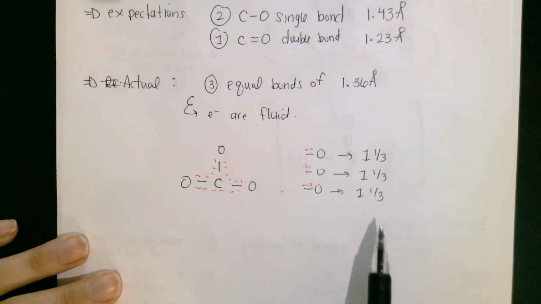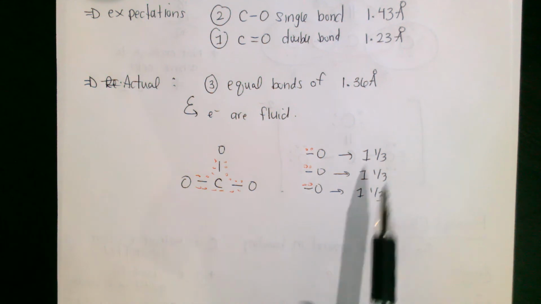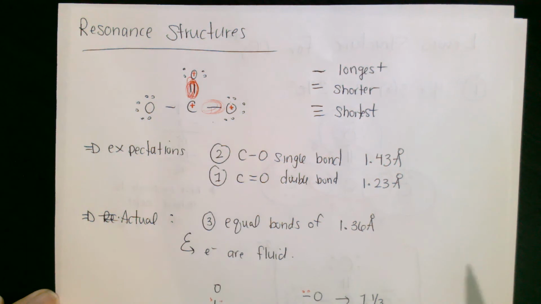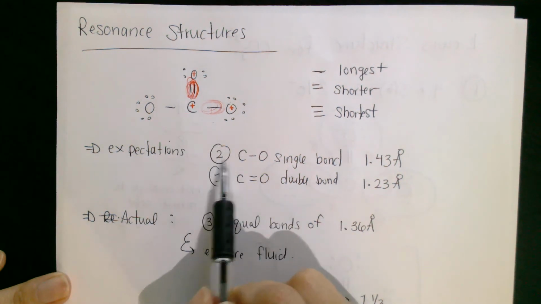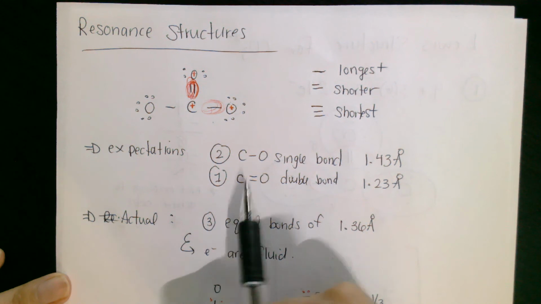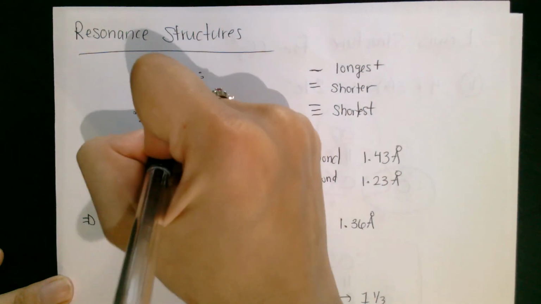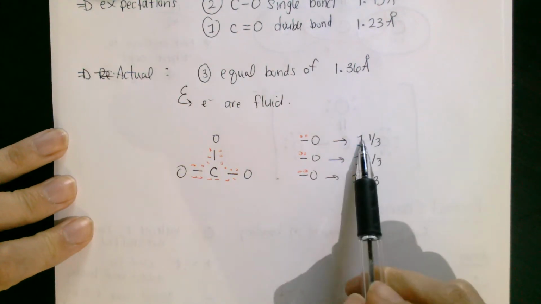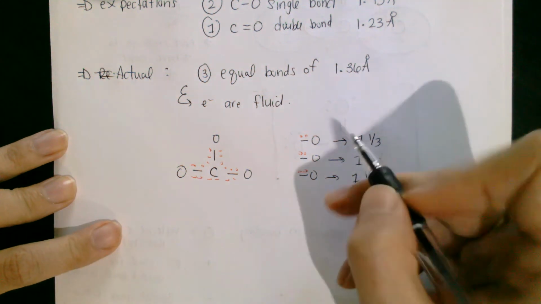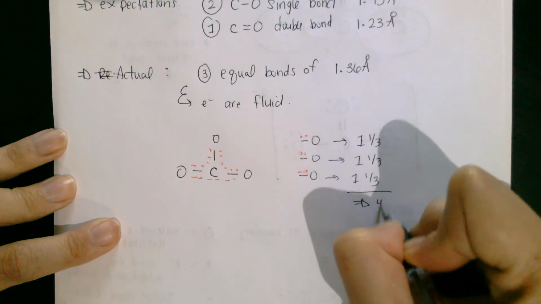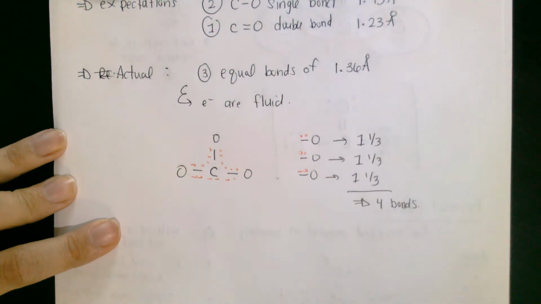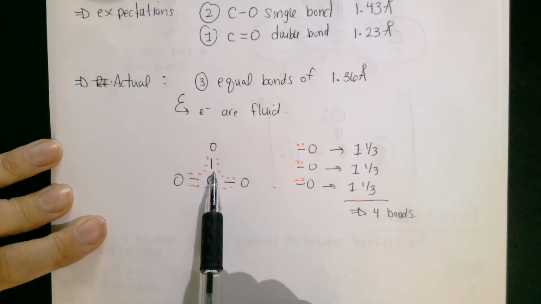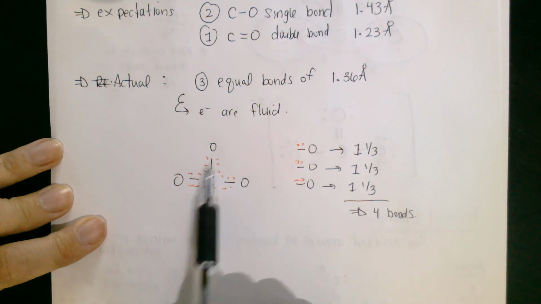If you tally this all up together, it should give you the total bonds in carbonate. Going back up here, we have 1, 2, 3, 4 total bonds: 2 single and 1 double, which adds up to 4. Down here, we have 1, 2, 3, add up our thirds, and that gives us our 4 bonds. But they're not localized. That double bond is not localized here, how I've been drawing it. It's shared between here, here, here.